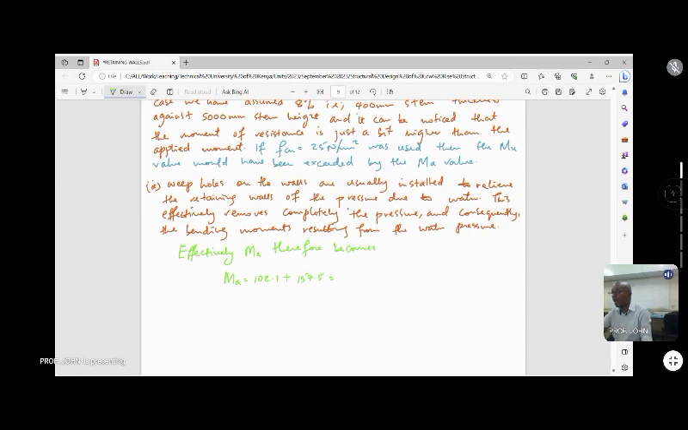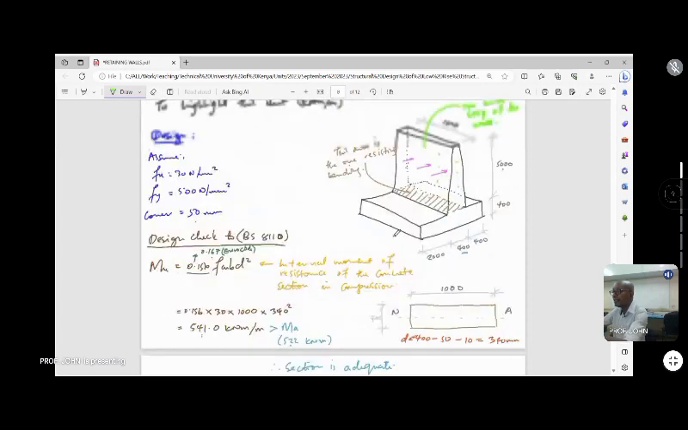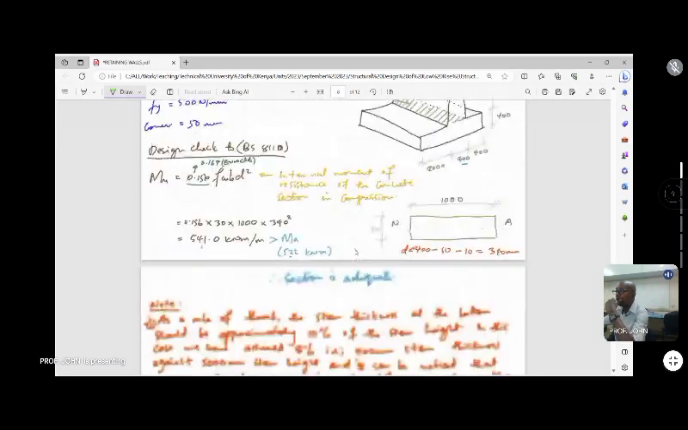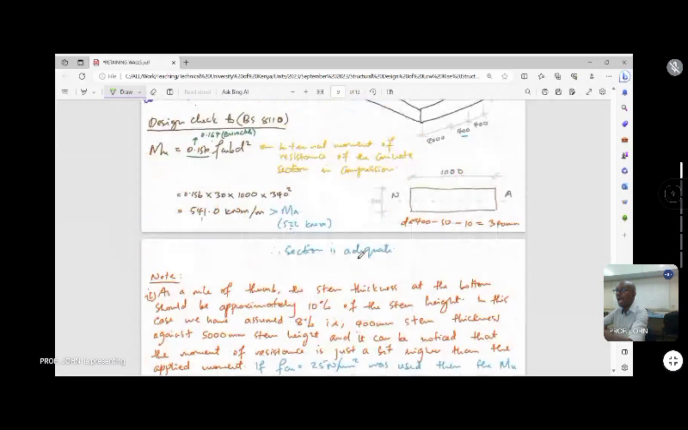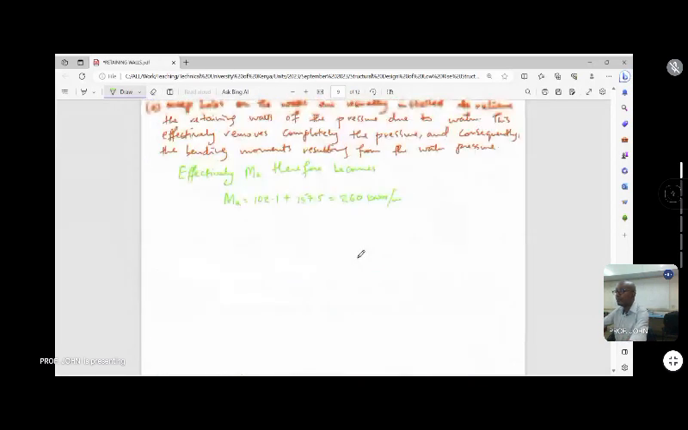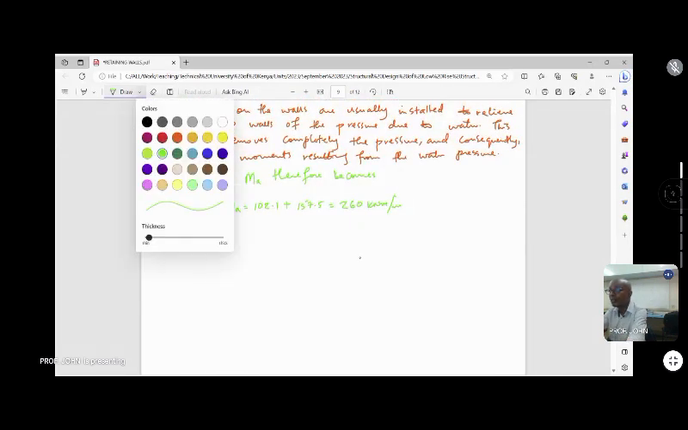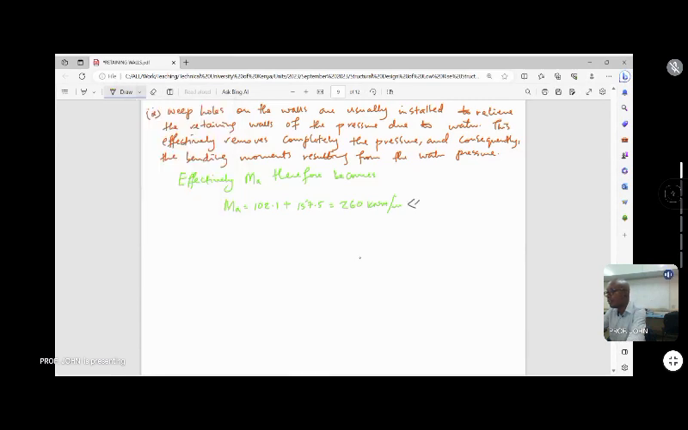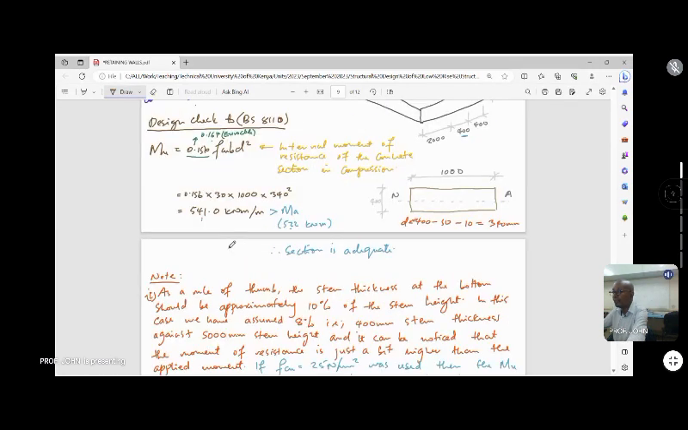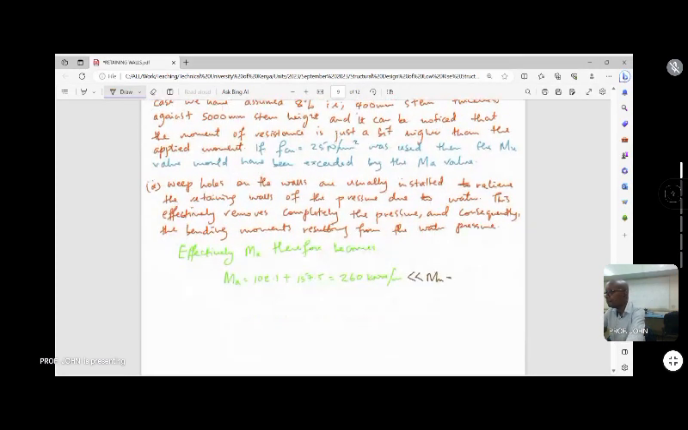Okay, so we wind up with the bending moment that we need to design for, that is 260 kilonewton meters per meter, as opposed to 522. Now, if you look at this applied bending moment and the value of Mu, so Mu is much bigger. So this is much smaller than Mu, which is 541 kilonewton meters per meter.